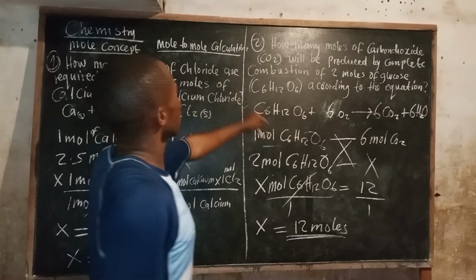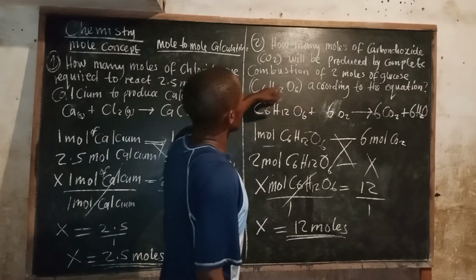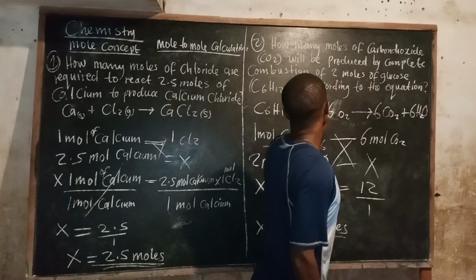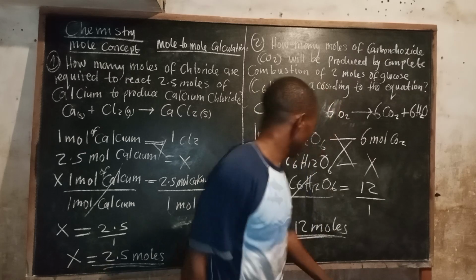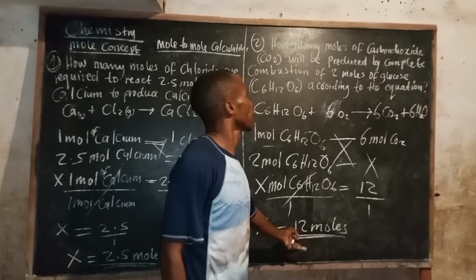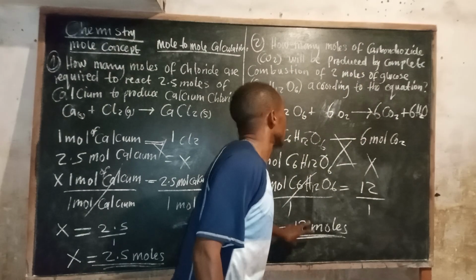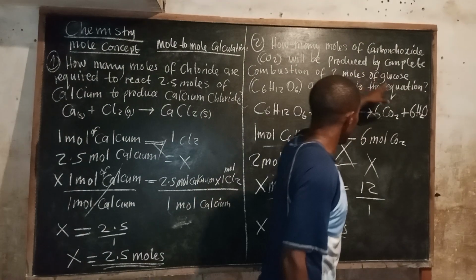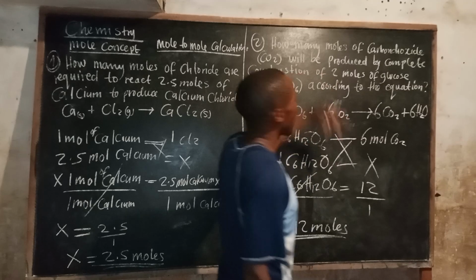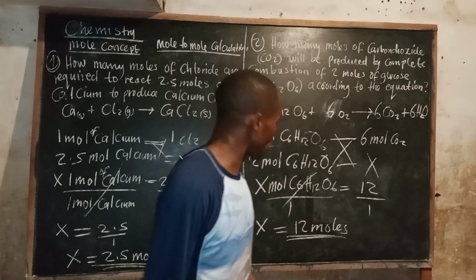How many moles of carbon dioxide will be produced by complete combustion of 2 moles of glucose according to the equation? 12 moles. Okay, 12 moles of carbon dioxide. These are the moles which will be produced by complete combustion of 2 moles of glucose.